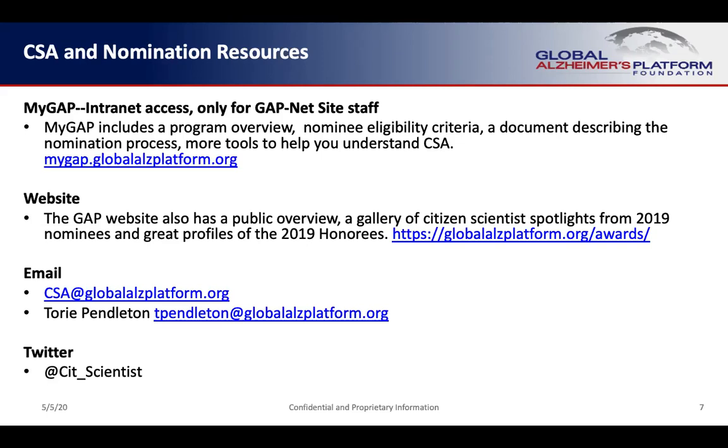That is at globalawsplatform.org/awards/. You also have the option of emailing at csa@globalawsplatform.org, or you can email me, Tori Pendleton, tpendleton@globalawsplatform.org, with any questions that you might have. And you also can email or contact or speak with your GPS liaison if you have any questions, and they will pass those questions along as we look for answers for you.